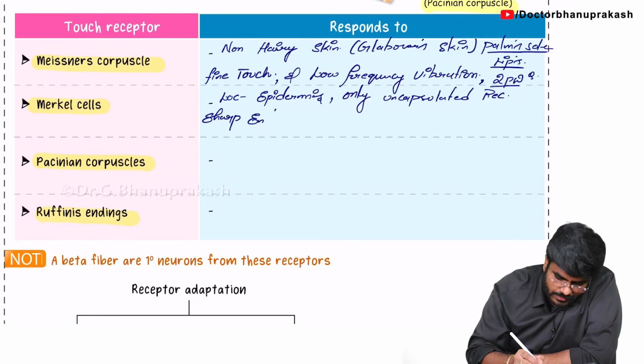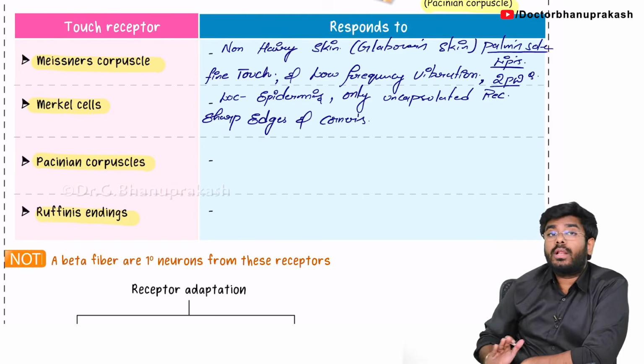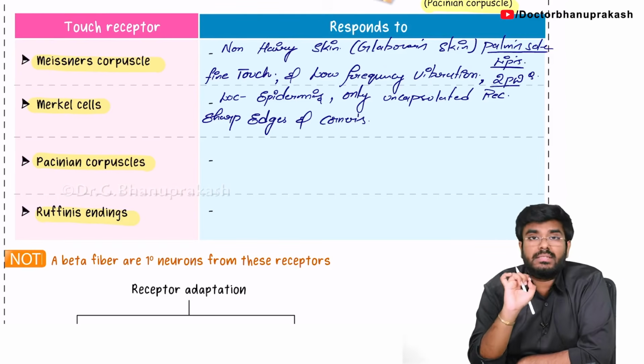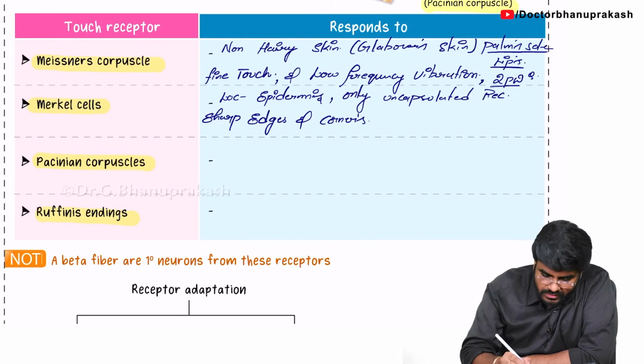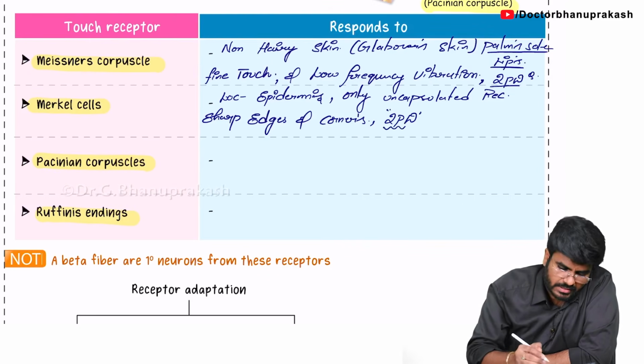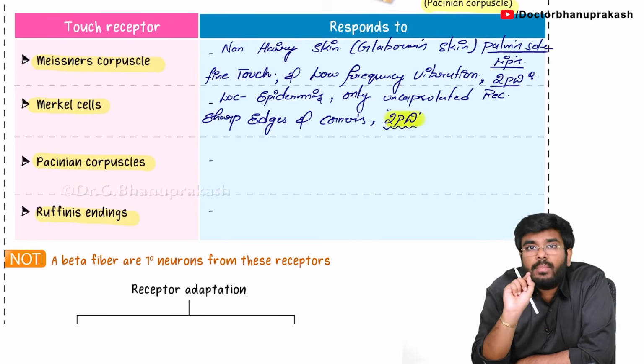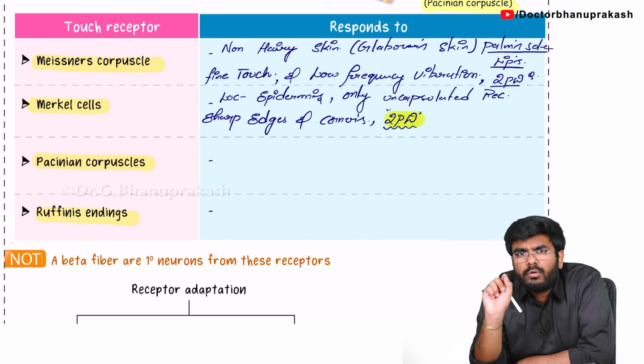Wherever there is a sharp edge or a corner of a table, that sharp thing will be detected by these Merkel cells. And these are also going to help in 2-point discriminatory sense. Merkel cells are the best receptor for 2-point discrimination, that is, the ability to discriminate between 2 different points. Our skin is so sensitive that we can discriminate between point number 1 and point number 2 present on a table.